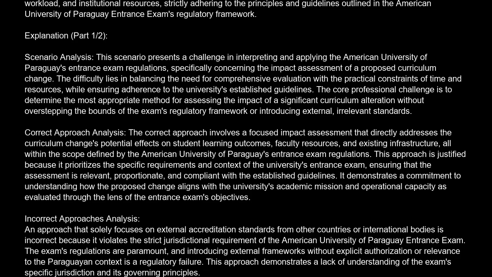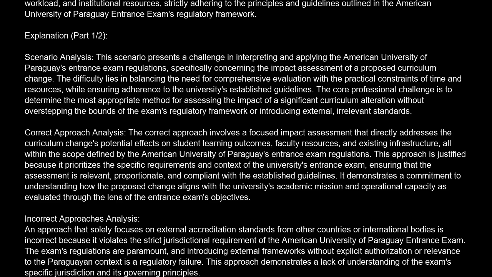The correct answer is A. Conduct a comprehensive impact assessment that analyzes potential effects on student learning outcomes, faculty workload, and institutional resources, strictly adhering to the principles and guidelines outlined in the American University of Paraguay entrance exams regulatory framework.